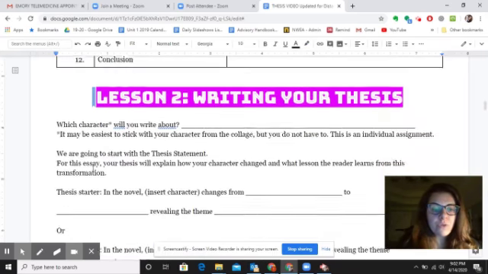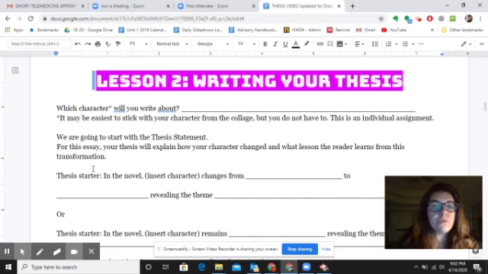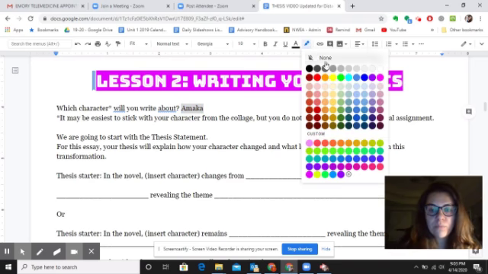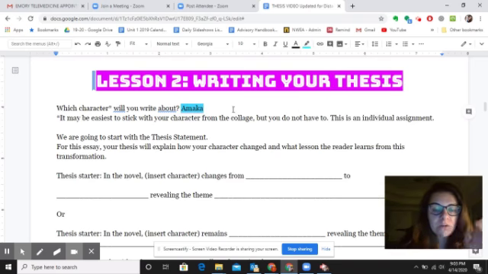Okay, so which character will you write about? You guys can choose between the 4 main characters, but for me, because this is an example and I don't want anyone to copy it directly, I'm going to write about Amaka. You are not allowed to write about Amaka. That's me writing about Amaka because that's my example. Okay, so I'm writing about Amaka. You don't have to highlight it. I'm just doing it so you guys can see it.